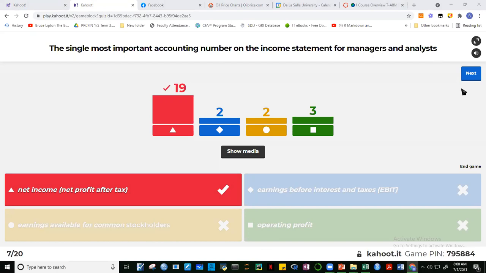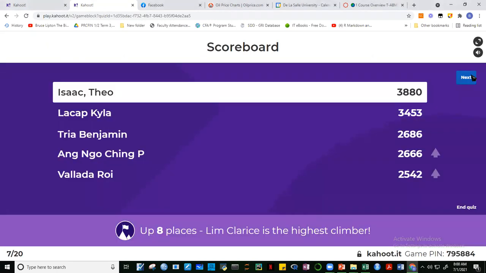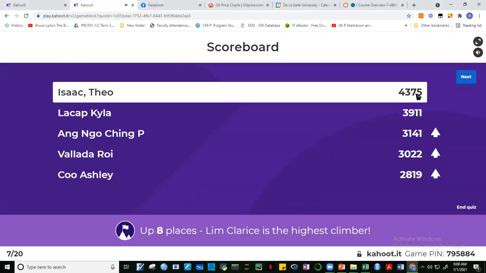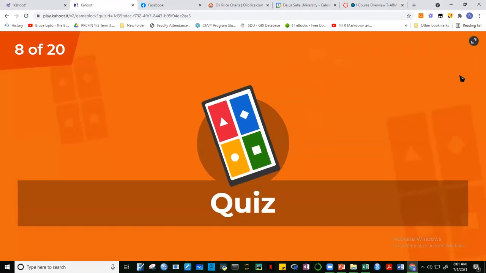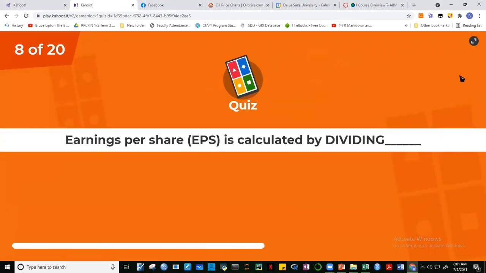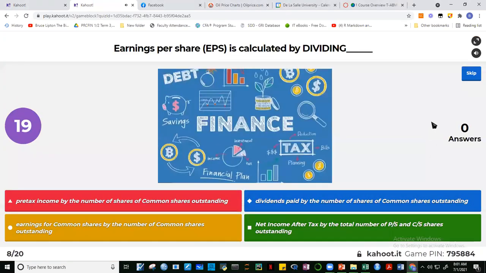Okay, so 19 of you got it. Very good. So Cleo's still in the top place, and then we have Caris being the highest climber, 8 places. Okay, so next, number 8, EPS or earnings per share is calculated by dividing.